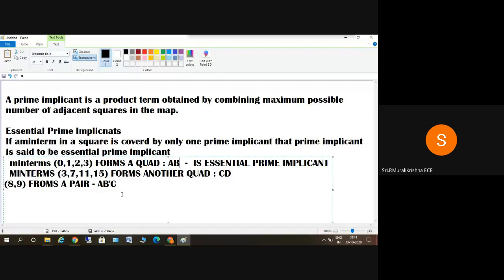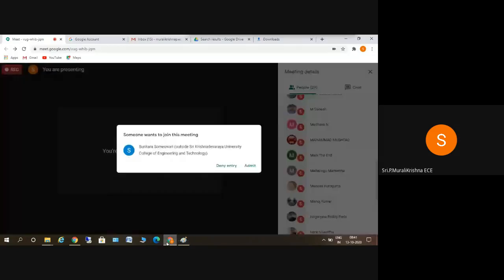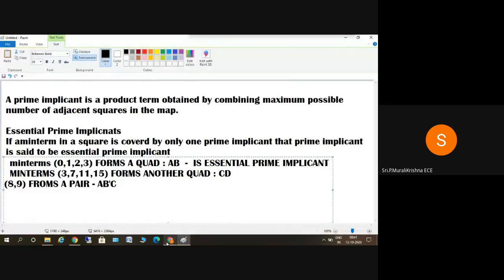We'll check one example, and there we can see whether they're essential or not. We'll see which are essential and which are not. We'll take one example because you may be asked to find the essential prime implicants using the Kmap method, and you have to follow the same method followed in the earlier examples. But what you have to find out here is the essential prime implicants. So take down this problem.